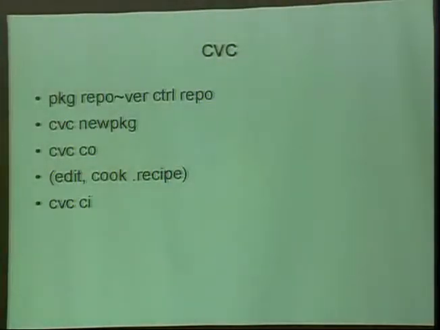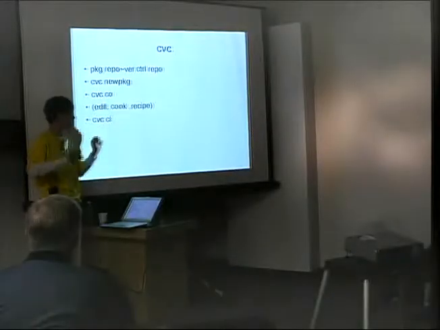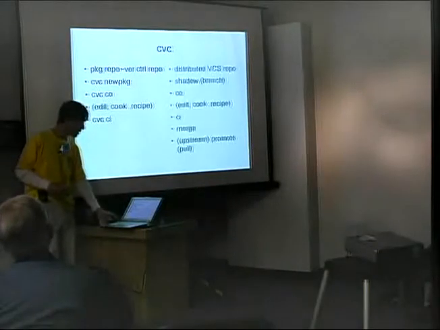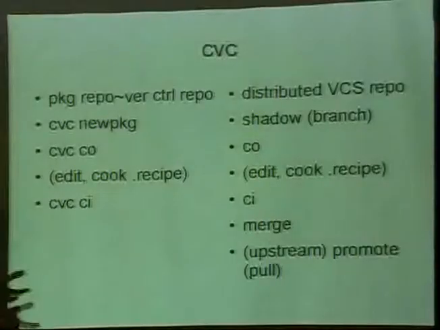CVC. Foresight rPath actually sees your package repository as more like a version control repository. So if you want to make a new package, you do cvc newpkg. If you want to modify an existing one, you check out from the repository, and then you do your edit, and you compile, cook the recipe, and then once you're happy, you check it in. Well, I lied. It's actually a distributed version control.